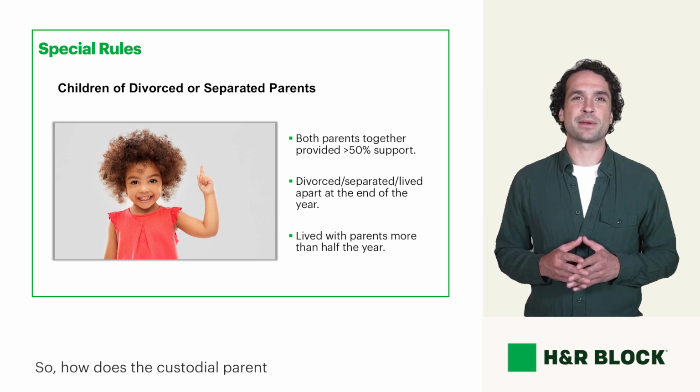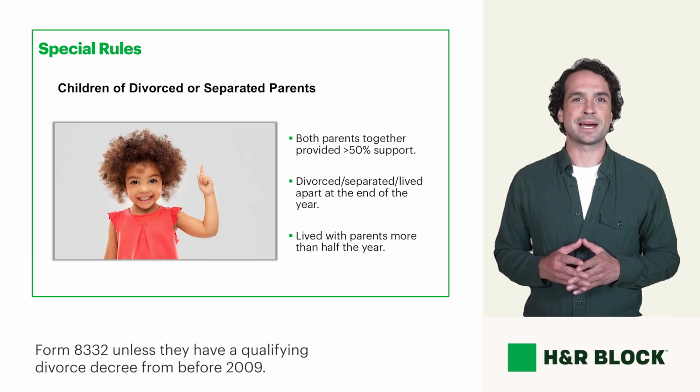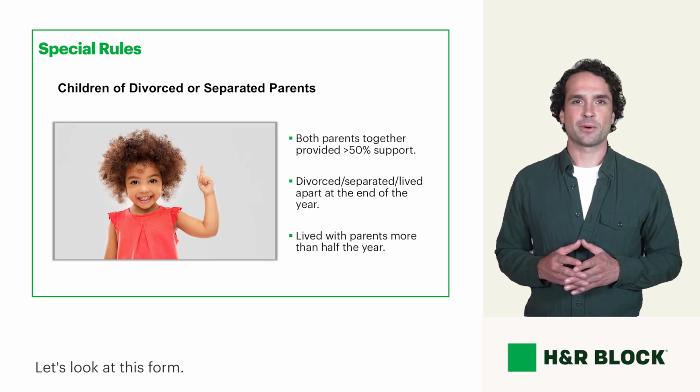So how does the custodial parent release the dependency to the non-custodial parent? Form 8332, unless they have a qualifying divorce decree from before 2009. Let's look at this form.